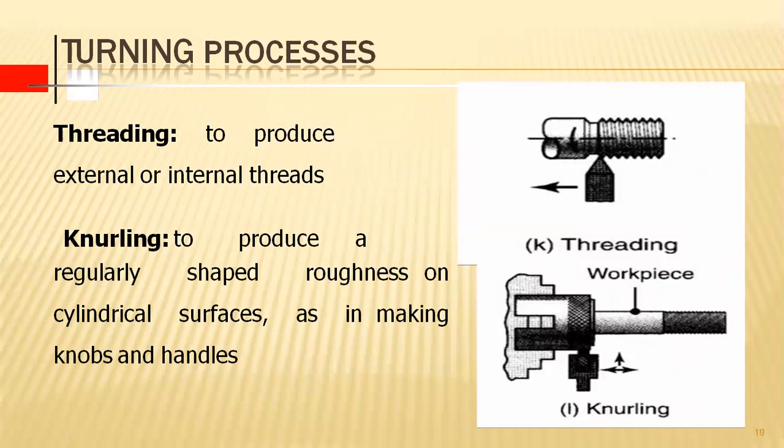Coming to threading, maintaining a linear alignment with respect to the cross-section, such as a helical structure, needs to be maintained on the stud of the workpiece. Knurling operation: the surface is knurled by removing material and giving roughness on the cylindrical surface, needed to hold different knobs and handles.